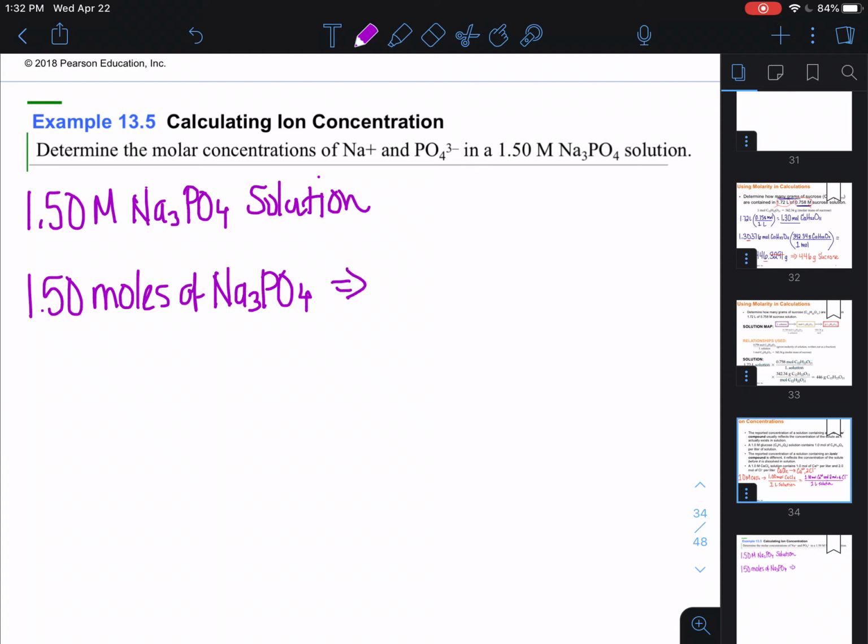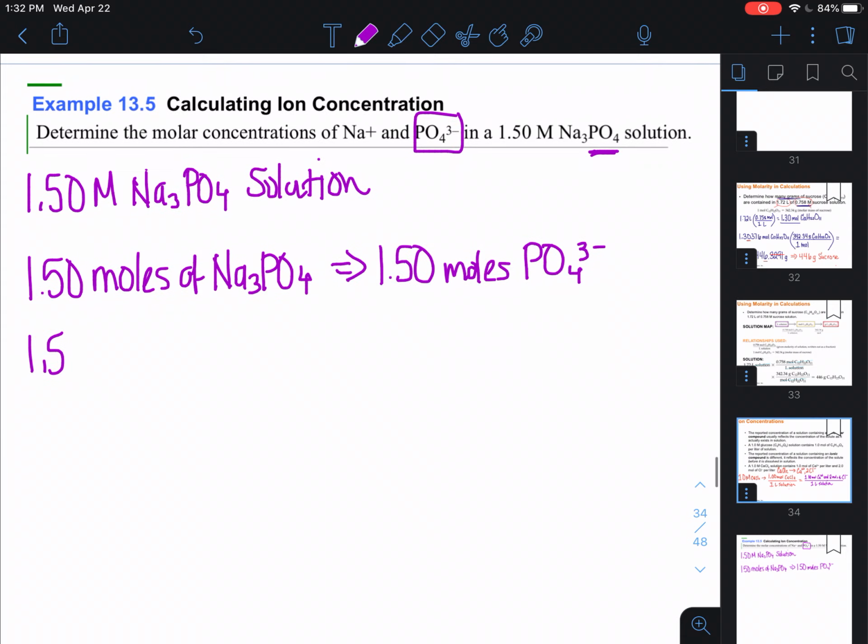you're going to take, there's only one, right? Oh, not one, I'm sorry, we'll do the phosphate one first. There's only 1 phosphate in here, so that means it's going to be 1.50 moles phosphate, right? And for 1.5, again.